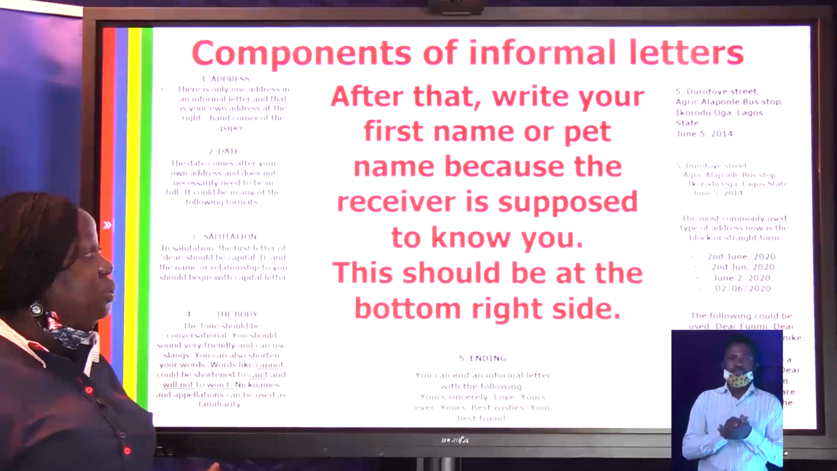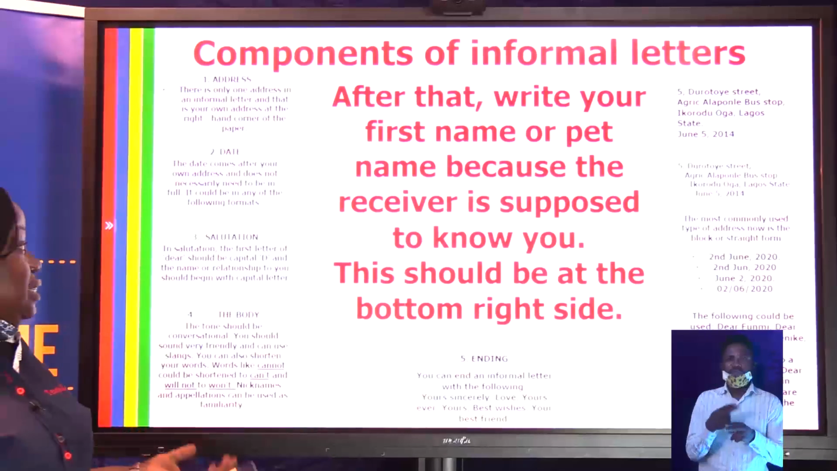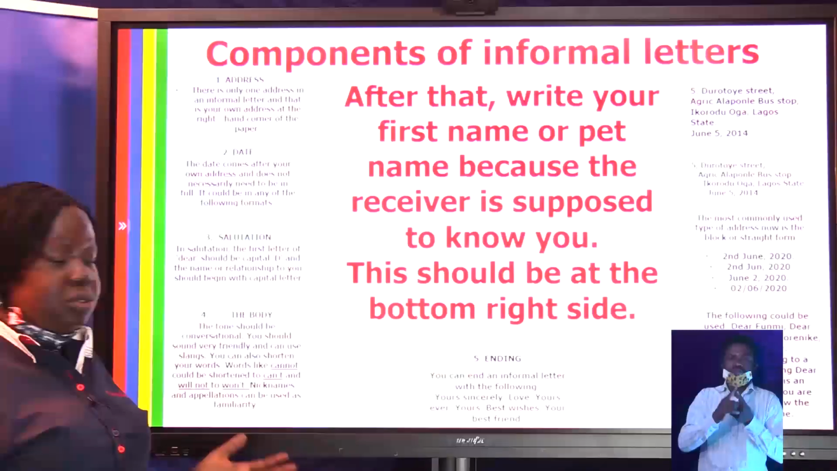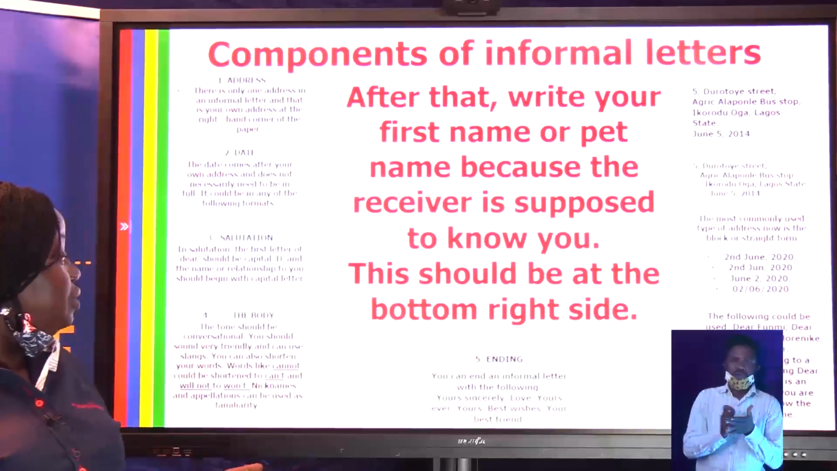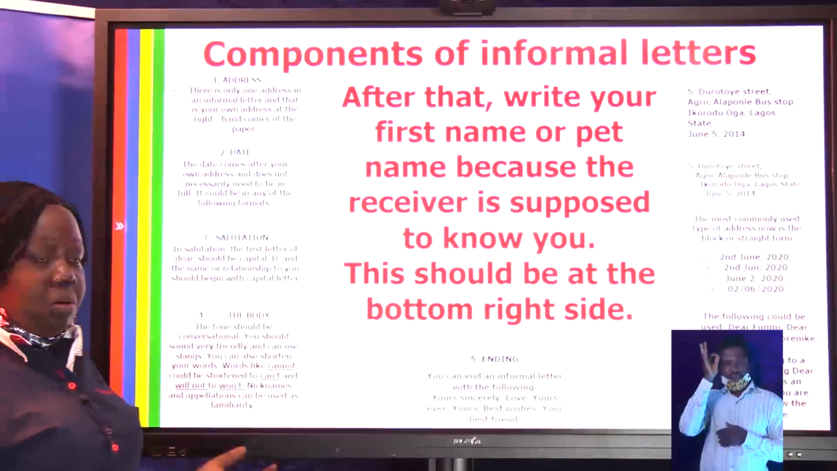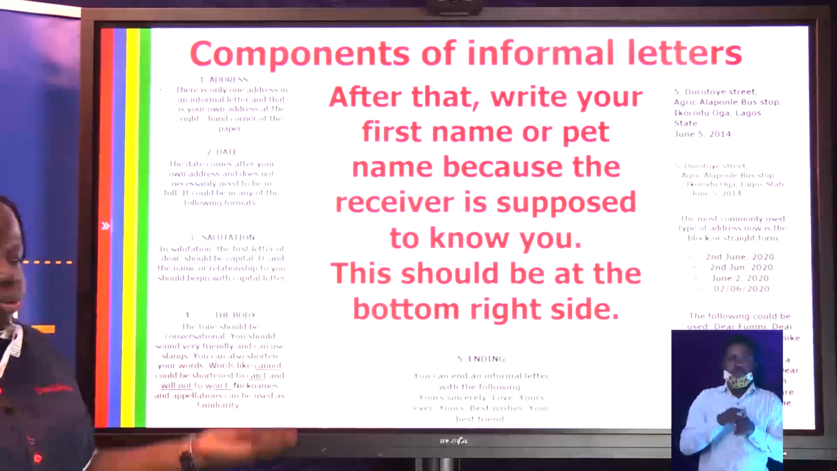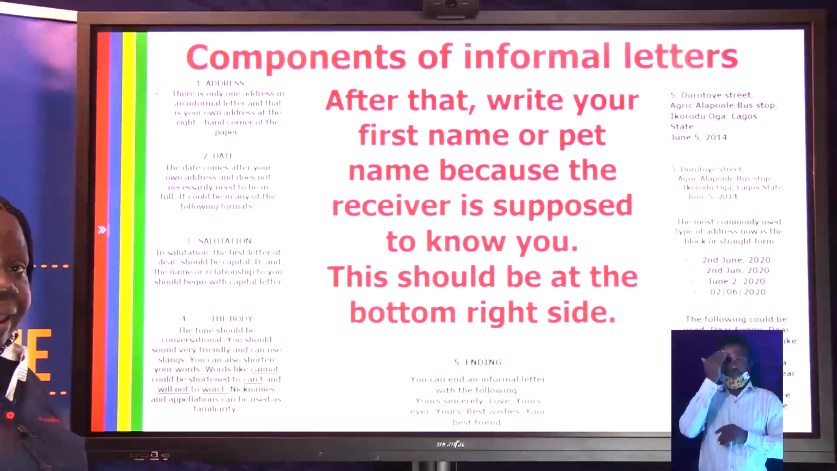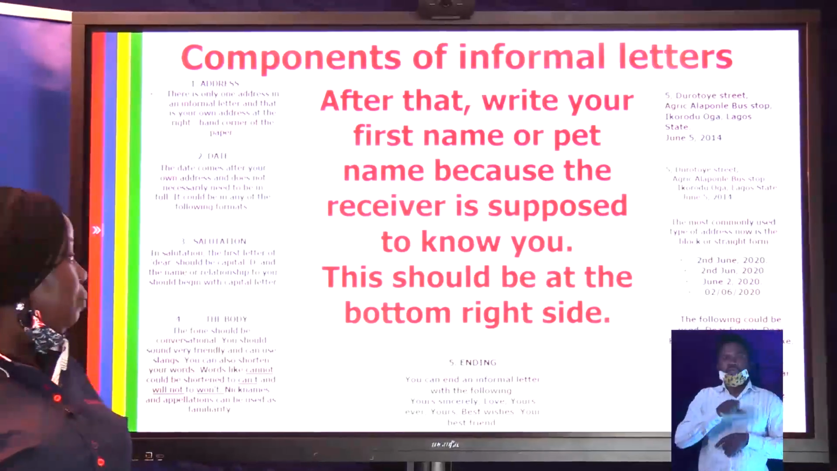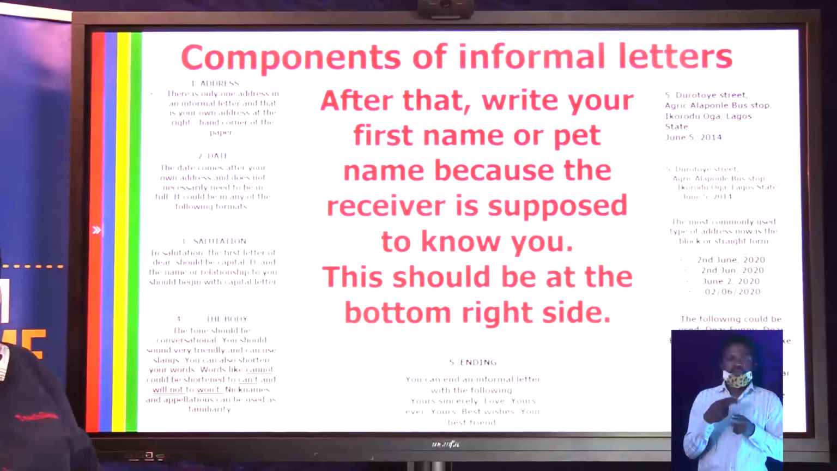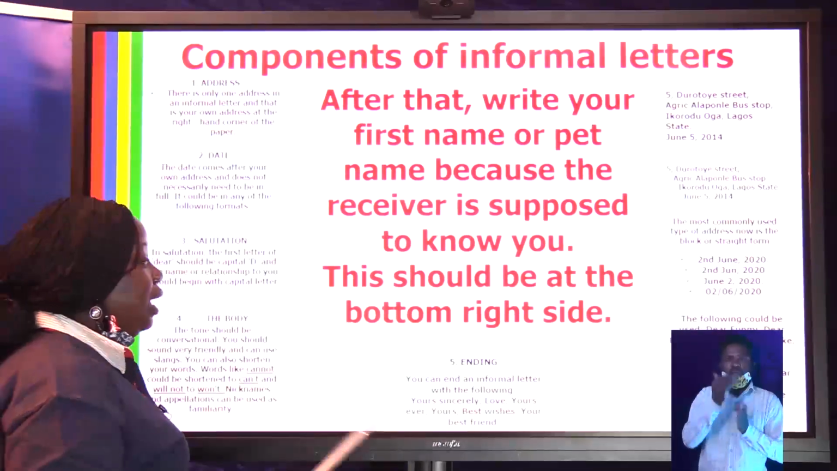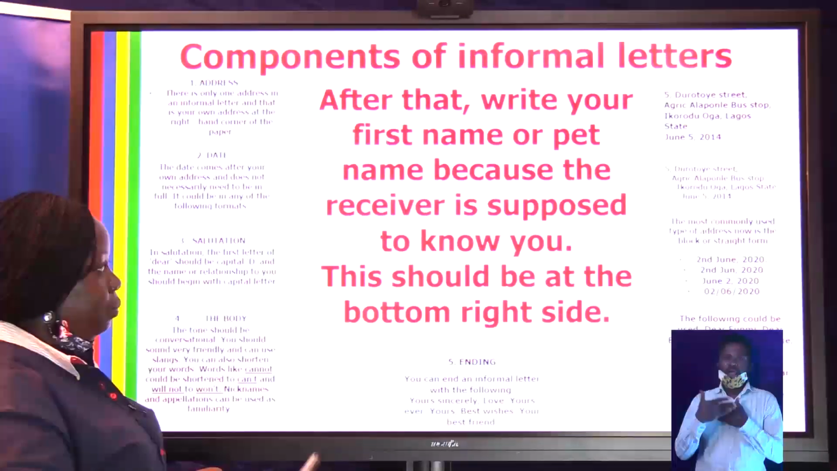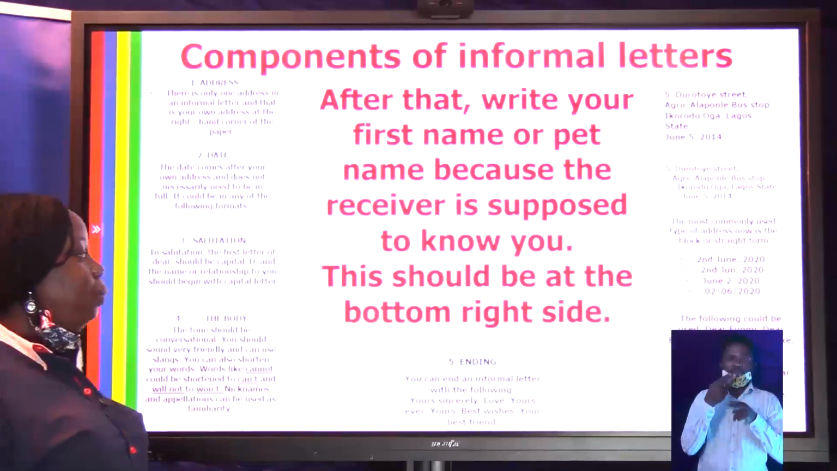After that, you can write your first name, your pet name, because the receiver is supposed to know you. You can decide to write, after yours, Fumi, or maybe I am known as Sugar Girl. I write Sugar Girl. That's the pet name that you know me to bear. Or any other pet name, because the receiver knows you very well. And it should be at the bottom right side. After yours or yours sincerely, your name or your pet name comes at the bottom right side.